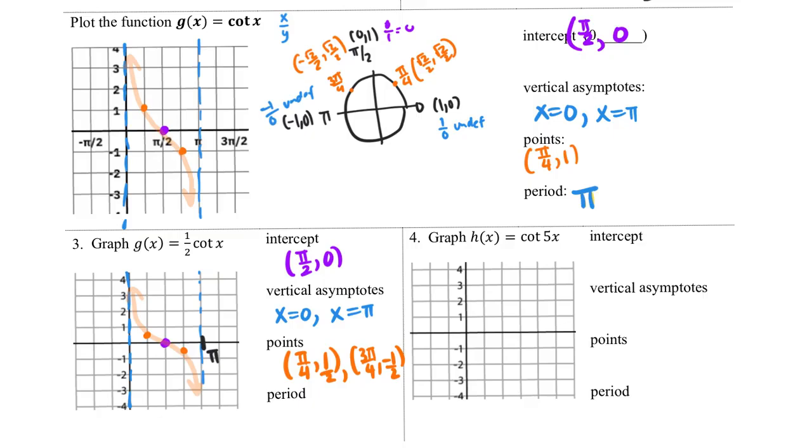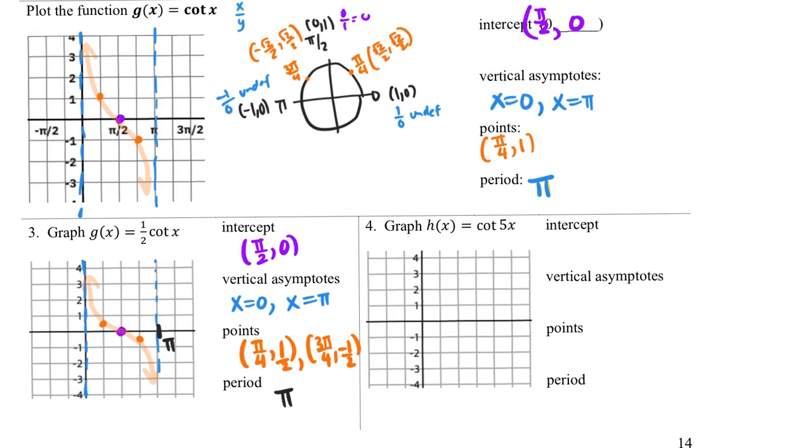The period is still pi because it takes from 0 to pi to do this little down waterfall situation. Okay, let's do one more. This is the cotangent of 5x. So it's only affecting the period, or it's affecting the x's.